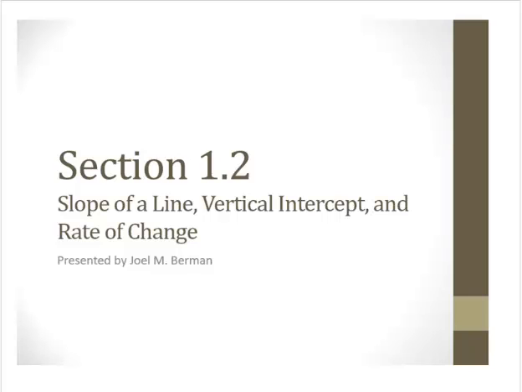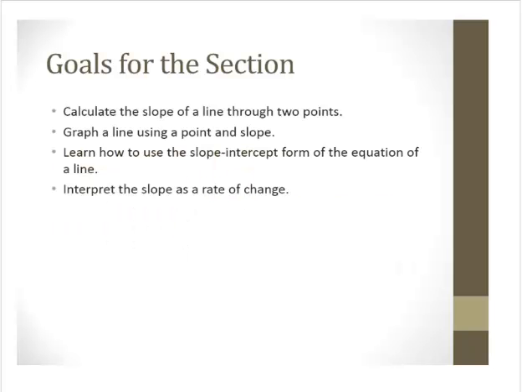Section 1.2, Slope of a line, vertical intercept, and rate of change. Our goals for this section will be to calculate the slope of a line through 2 points, graph a line using a point and the slope, learn how to use the slope-intercept form of the equation of a line, and interpret the slope as a rate of change.